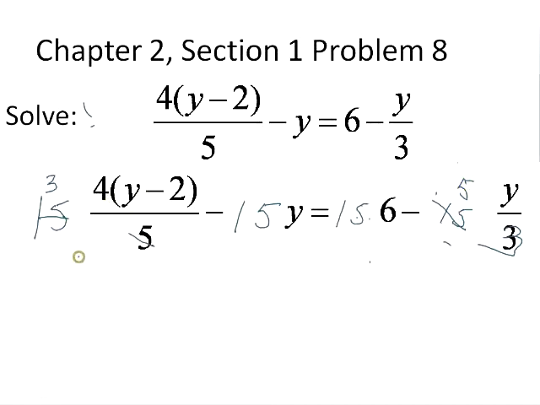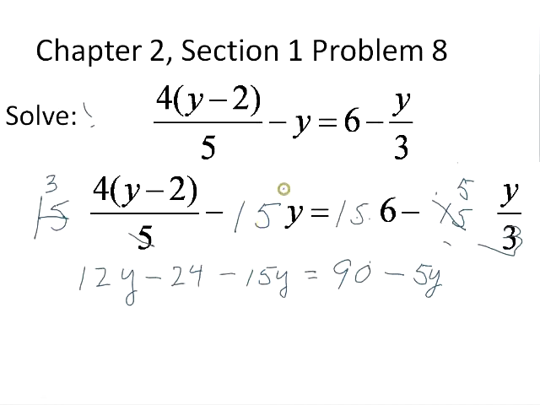This gives us a new expression, and let's simplify this. 3 times 4 is 12, so I'm going to have 12, and that's times both the y and the negative 2. 12 times negative 2 will give us a negative 24. We still have the minus 15y is equal to, then we have 15 times 6, which is 90. And over here, since the 3 canceled with the 15, we have a 5y.